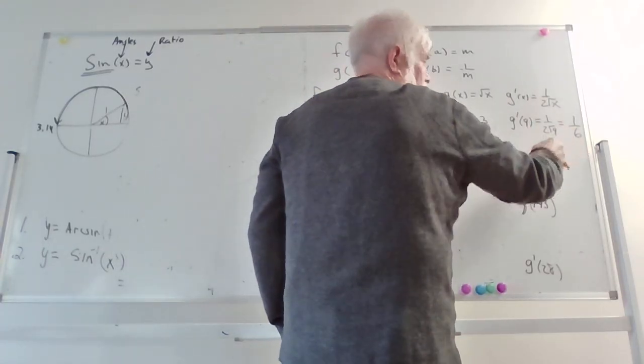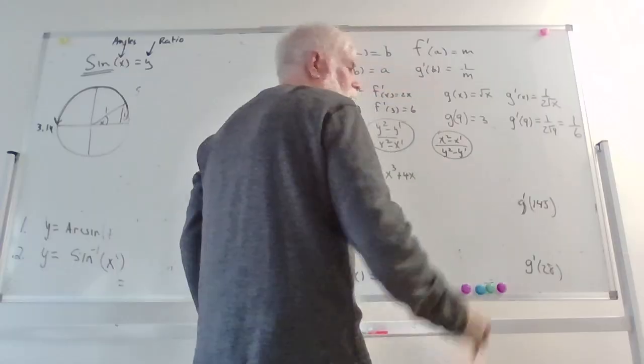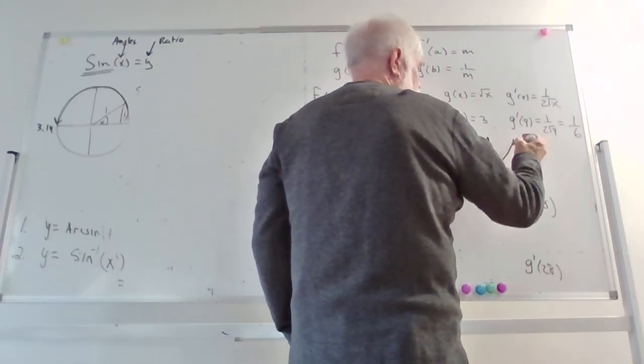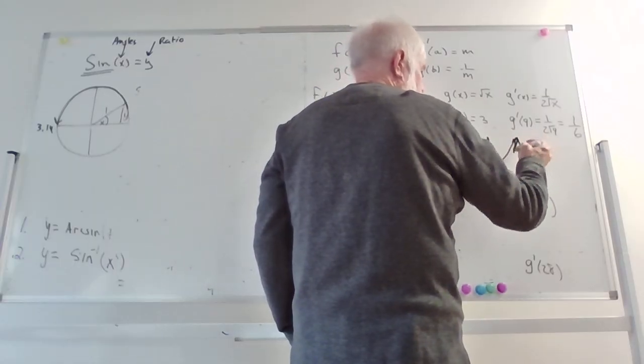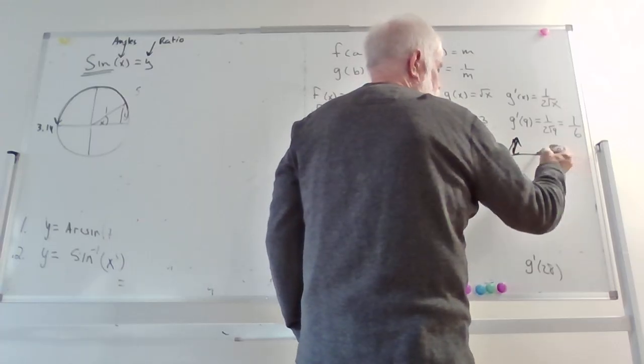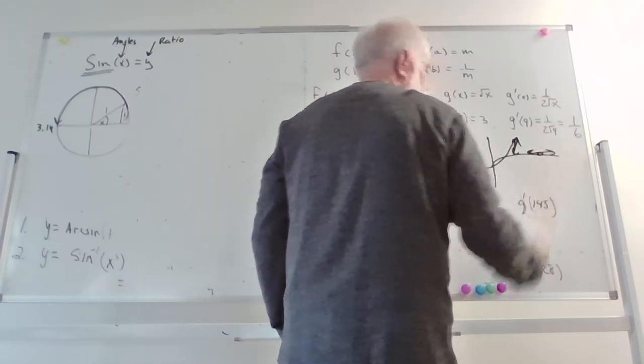And I've shown, put a 9 in. There you go. So for x squared, we have a tangent over here going up like that, and for the square root of x, over here, we have one going up like that. And they're reciprocals.